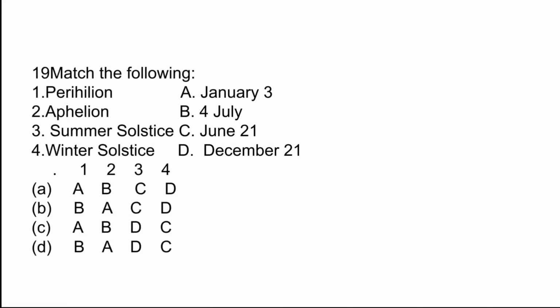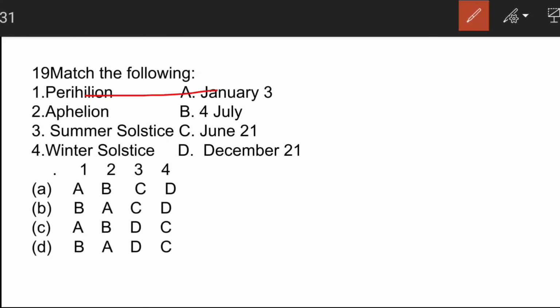Perihelion will be January 3, aphelion will be 4th July, summer solstice will be 21st June, and winter solstice will be December 21st. So A will be the correct answer.